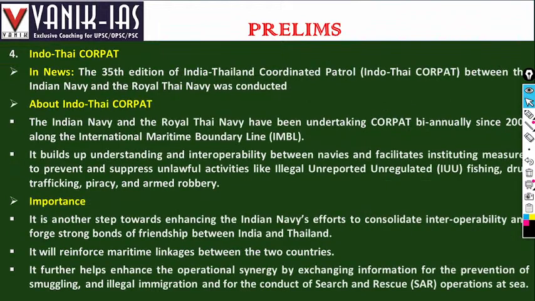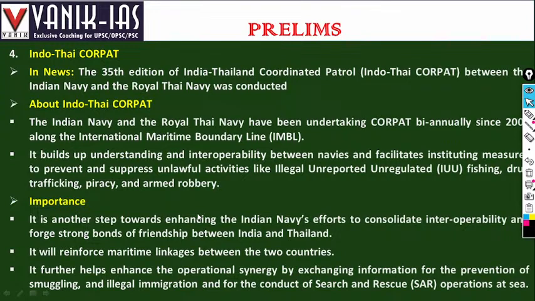Okay. Then the next topic is the Indo-Thai CORPAT, the coordinated patrol. The 35th edition of the Indo-Thai Coordinated Patrol between the two navies, the Indian Navy and the Royal Thai Navy, has been conducted. The Indian Navy and the Royal Thai Navy have been conducting CORPAT biannually since 2005, along the international maritime boundary line.